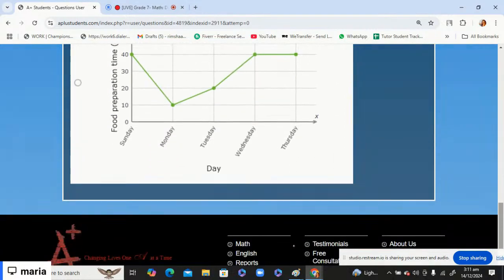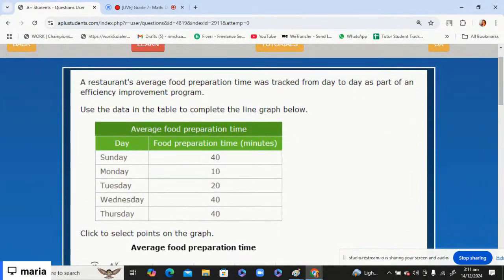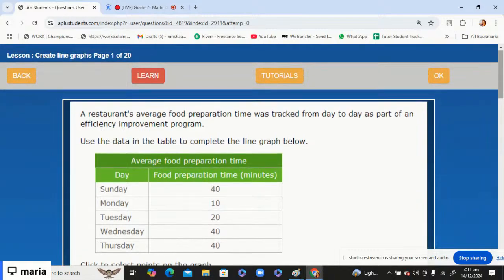So here the options are given, then we check it out. Sunday, Monday, Tuesday, Wednesday, and Thursday. Here is the first question that is given, which is: a restaurant's average food preparation time was tracked from day to day as part of an efficiency improvement program. Use the data in the table to complete the line graph below.